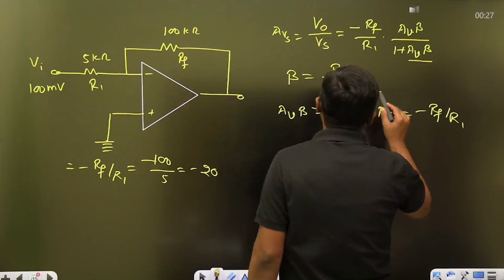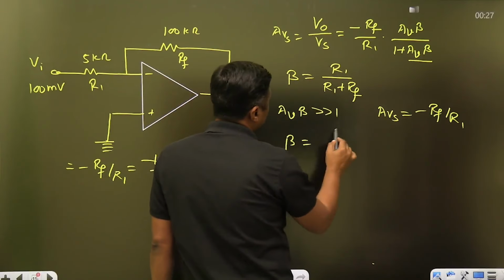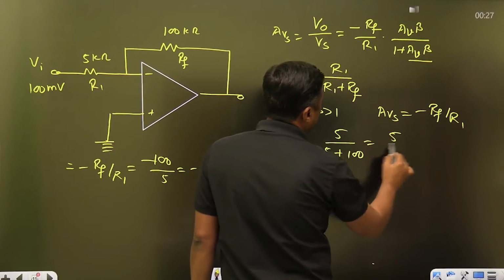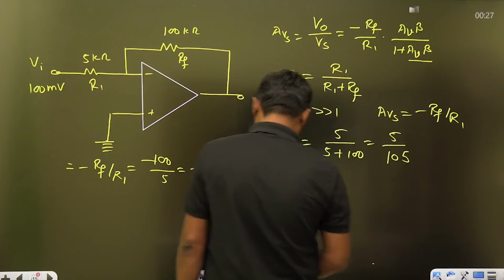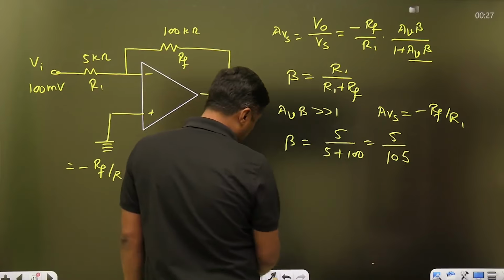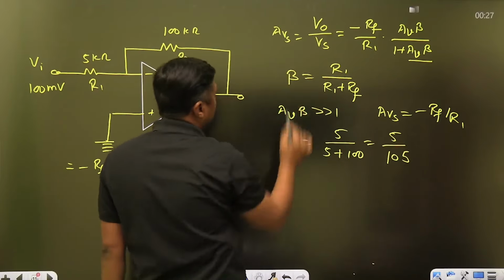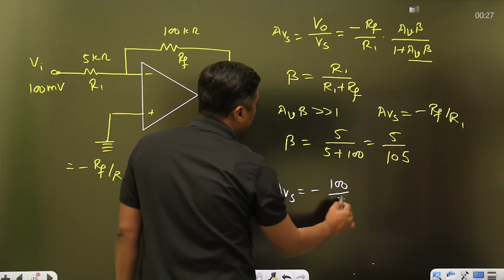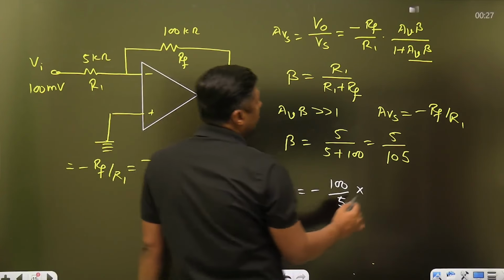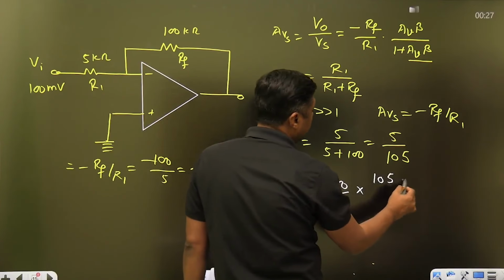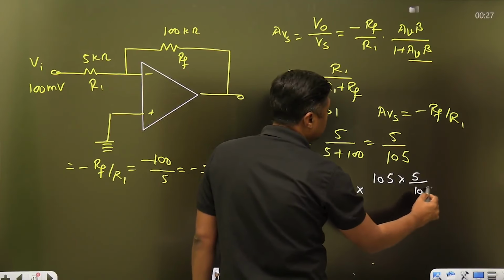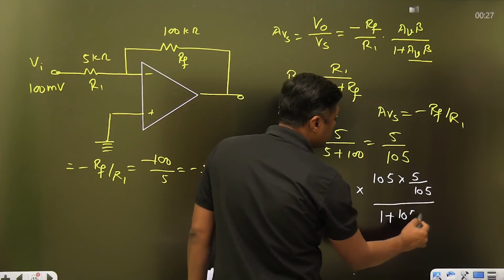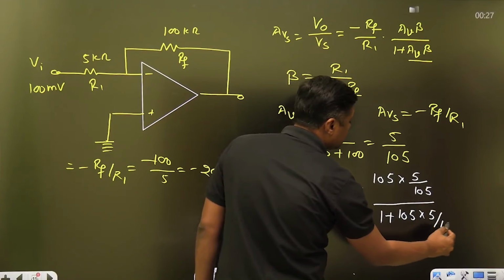R1 upon R1 plus RF, 5 upon 5 plus 100, 5 upon 105. Now directly use this formula. AVS minus 100 upon 5 into AV 105 into beta 5 upon 105 upon 1 plus 105. Open loop gain is given 5 upon 105.